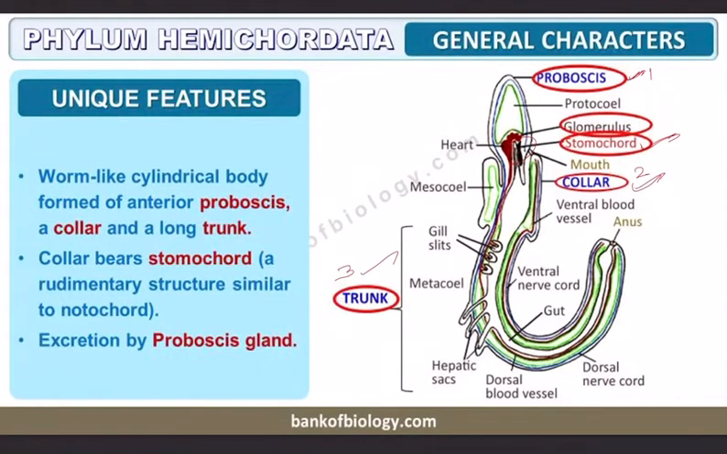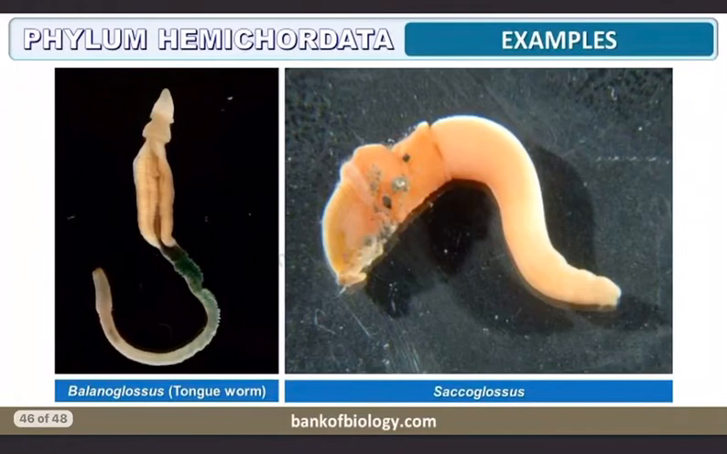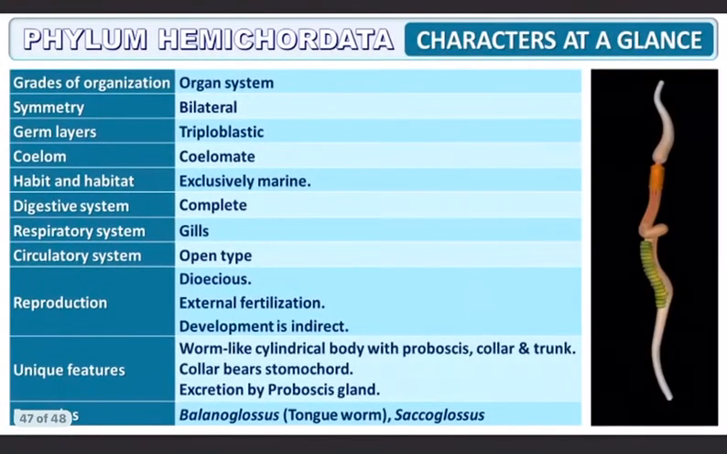Look at this, the stomochord, in this area. The collar bears the stomochord, a rudimentary structure similar to the notochord. So this is going to develop into a notochord. And excretion is by the proboscis gland. So excretion is also going to develop in these animals. And examples you should remember, of course, are Balanoglossus, very famous, called tongue worm, and Saccoglossus. Of course, Balanoglossus is very, very famous under phylum Hemichordata.